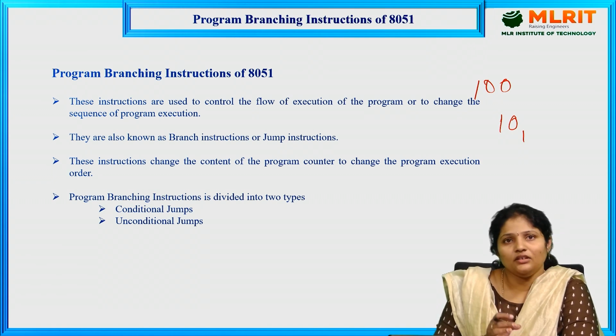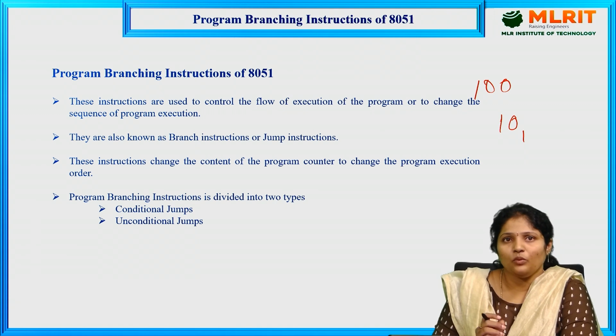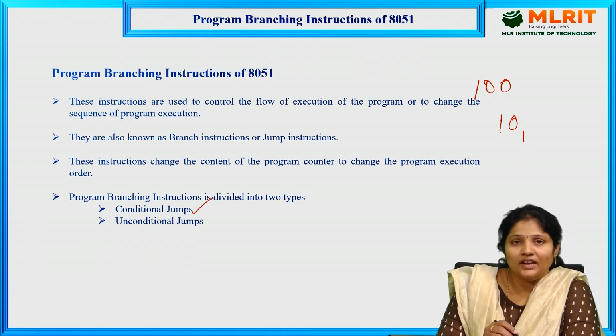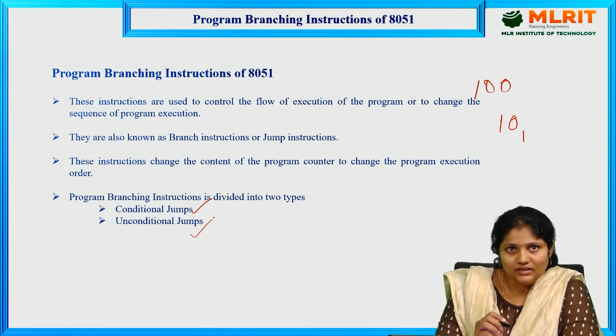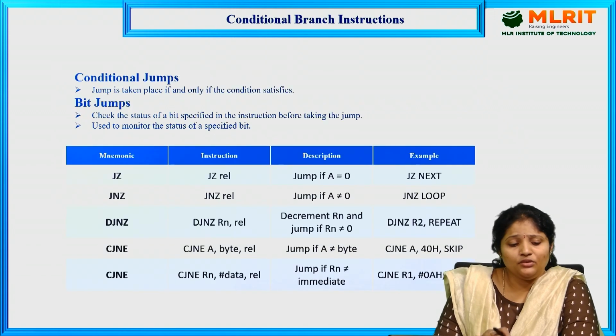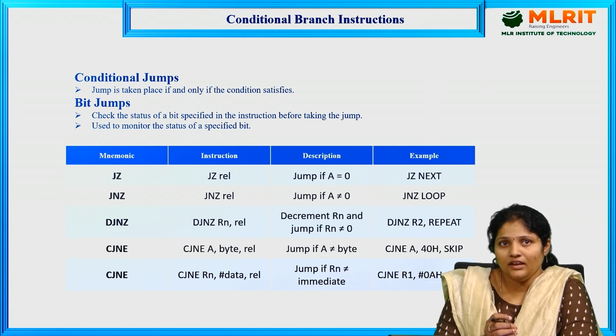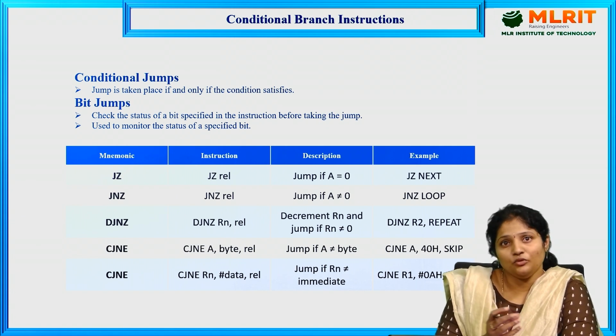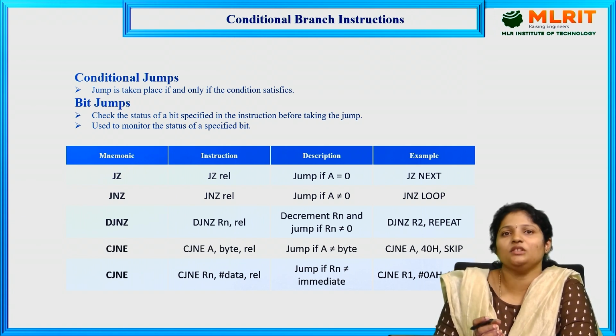In these branching instructions, there are two types. One is conditional jumps and the second one is unconditional jumps. Coming to the conditional jumps, the jump takes place if and only if the condition is satisfied. If we are giving any condition, if that condition is true, then only the controller will move to that particular address location, which is mentioned in the instruction itself.